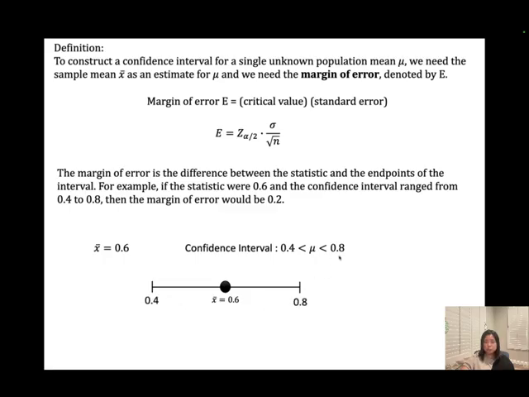And remember, what is the margin of error? That is from the sample statistic to the endpoint, right? So this is going to be your margin of error. When you subtract it, that will be equal to 0.2. Same idea for this other side. So if you know the sample mean and you know the margin of error, you should be able to construct the confidence interval.